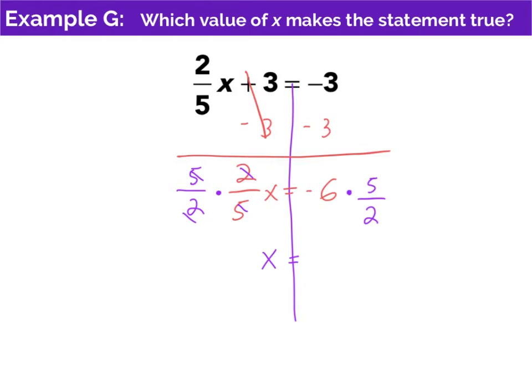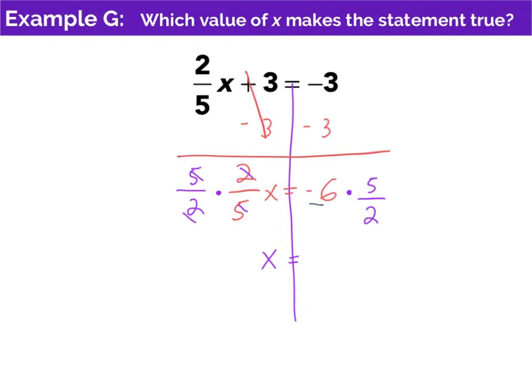And now I need to do negative 6 times 5 over 2. There's two ways to do this. I could type the fraction in the calculator first. 5 divided by 2 times negative 6. That will give me the right answer as long as I put the fraction in the calculator first. However, if I don't want to put the fraction in the calculator first and I want to multiply the fraction out, I can do that.